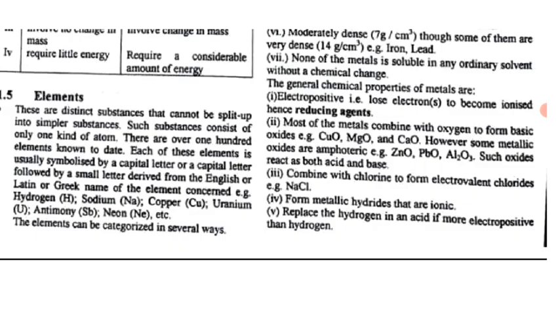Alright, so elements now, they say elements are distinct substances that cannot be split up into simpler substances. Such substances consist of only one kind of atom. There are over 100 elements known to date. Each of these elements is usually symbolized by a capital letter or a capital letter followed by a small letter derived from the English or Latin or Greek name of the element concerned, e.g. hydrogen H, sodium Na, copper Cu, uranium U, antimony Sb, neon Ne, etc. The elements can be categorized in several ways.